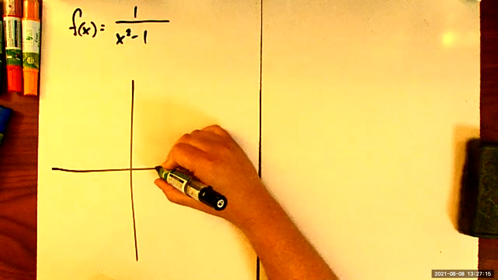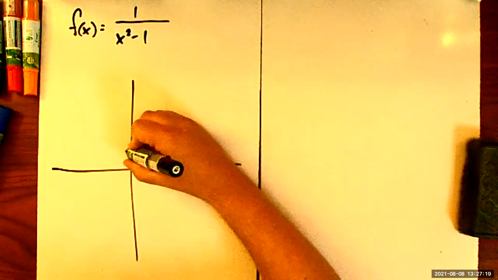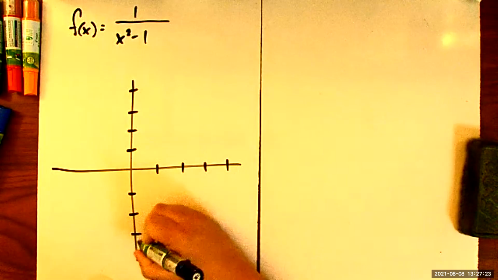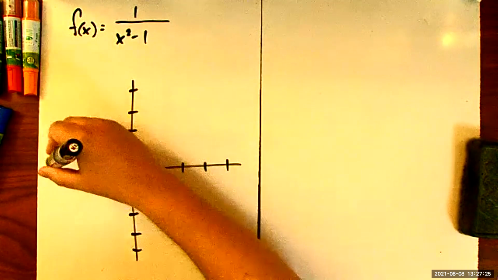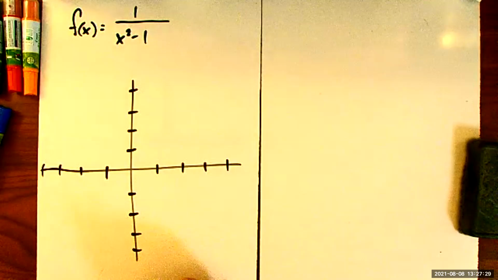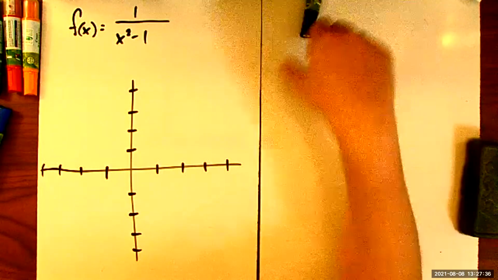And then we will compare what our by hand graphs look like to what Desmos says the graph should look like. And it's good to start practicing drawing things by hand. There we go. And so our function is 1 over x squared minus 1.